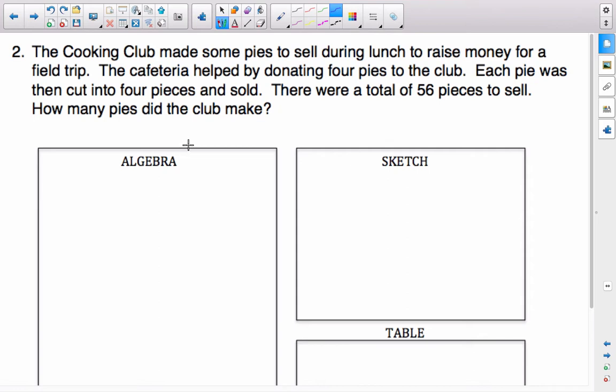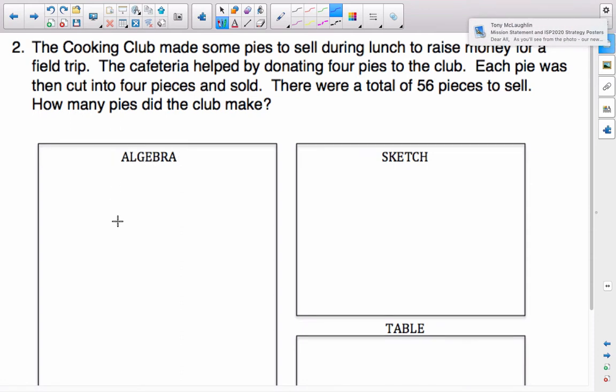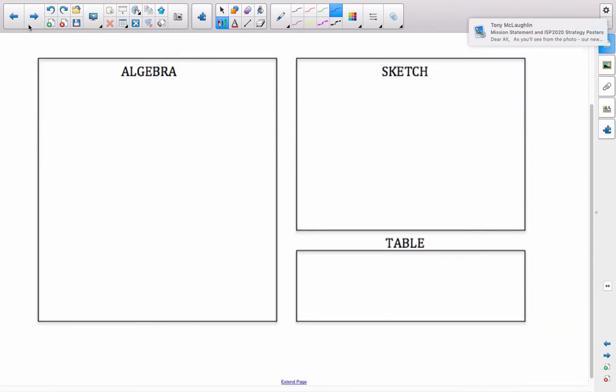this problem? What's coming to mind for you, Mr. Howland? Whenever I have a word problem, actually, I try to visualize what's going on, and I might even ask you to do a little drawing if you can. Because it says, this cooking club made some pies to sell during lunch. Well, so there's a bunch of pies. That's kind of how we're starting out.